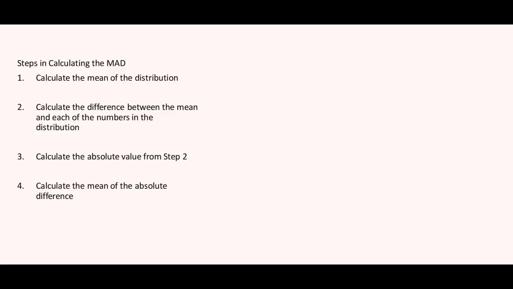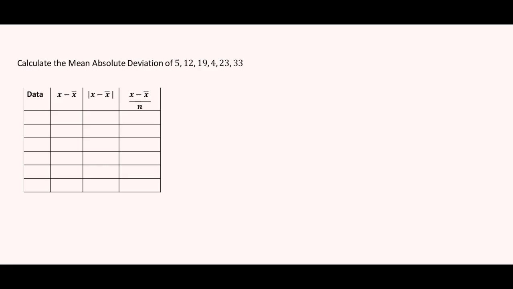So let's put that into practice. We have this table here to make it easy for us to see. Let's fill out the data with the numbers that we have: 5, 12, 19, 4, 23, and 33. Let's get the mean of those numbers.